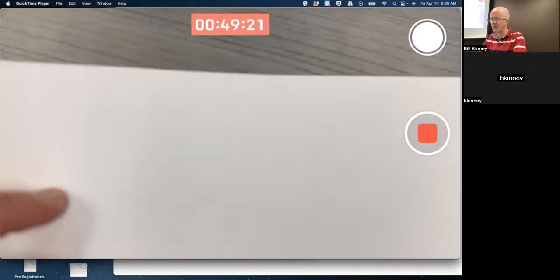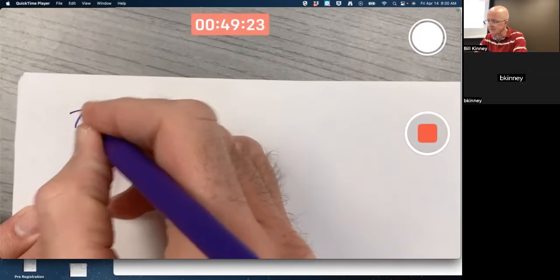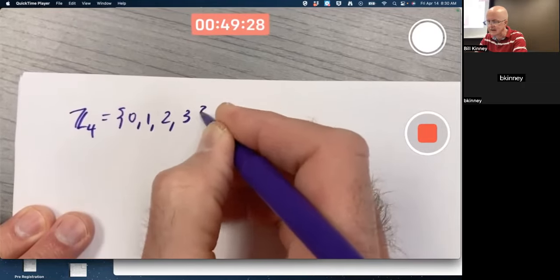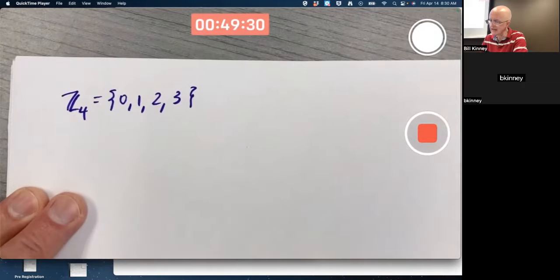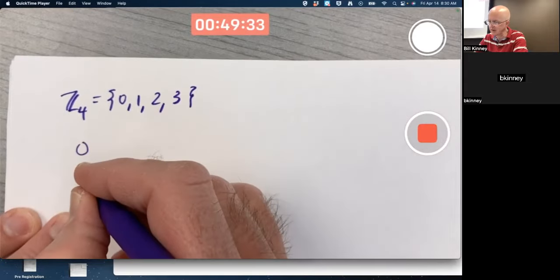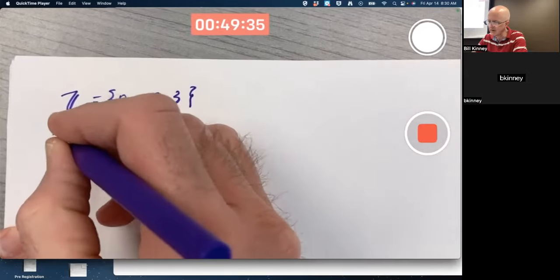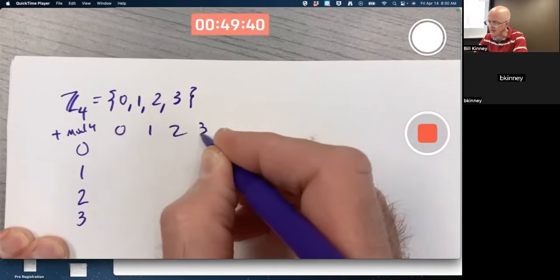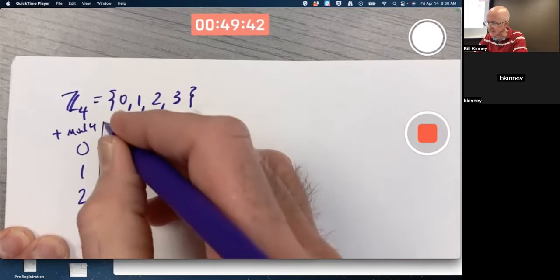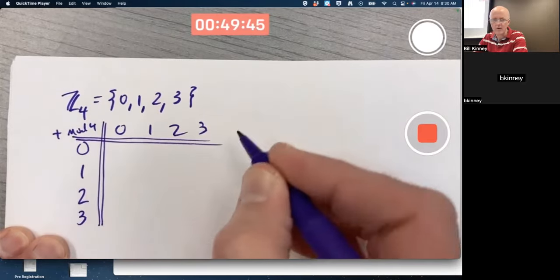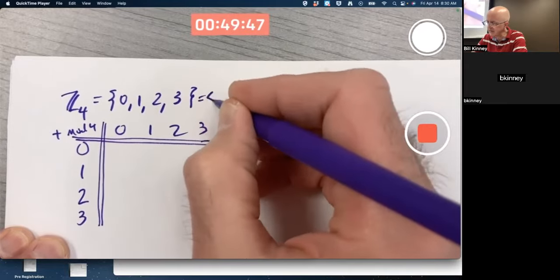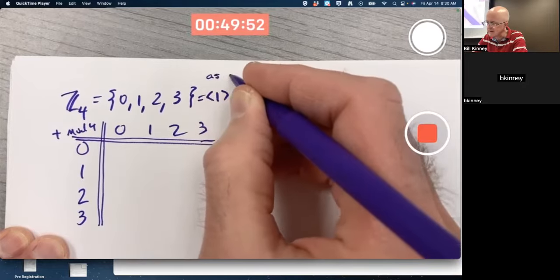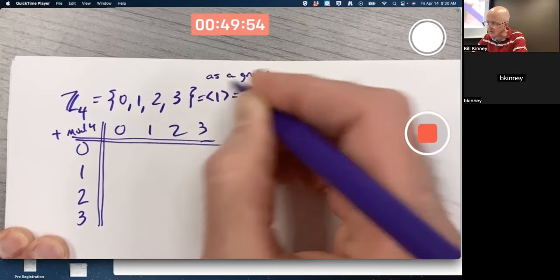What about Z4? As a set, it's 0, 1, 2, and 3. We already know it's a cyclic group under addition mod 4. Let's quickly fill in the Cayley table. It's a cyclic group. As a group, 1 and 3 are going to be generators, not 2. As a group.